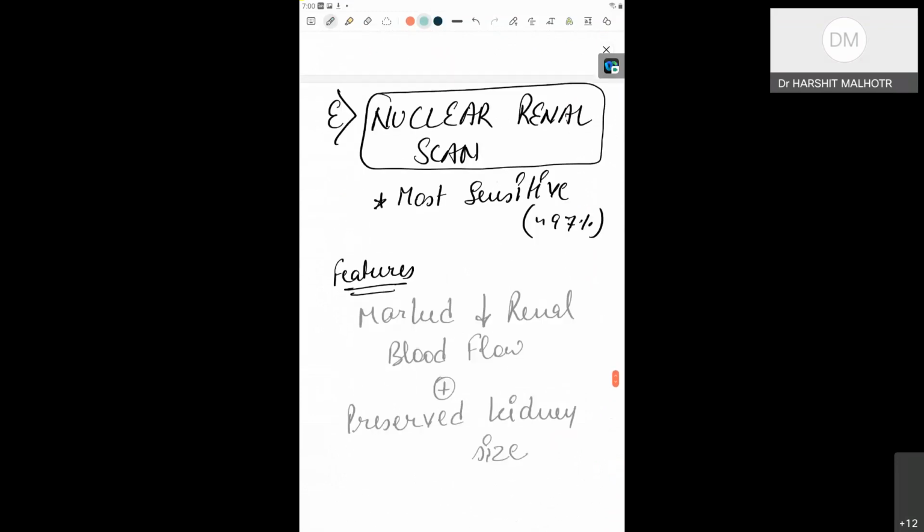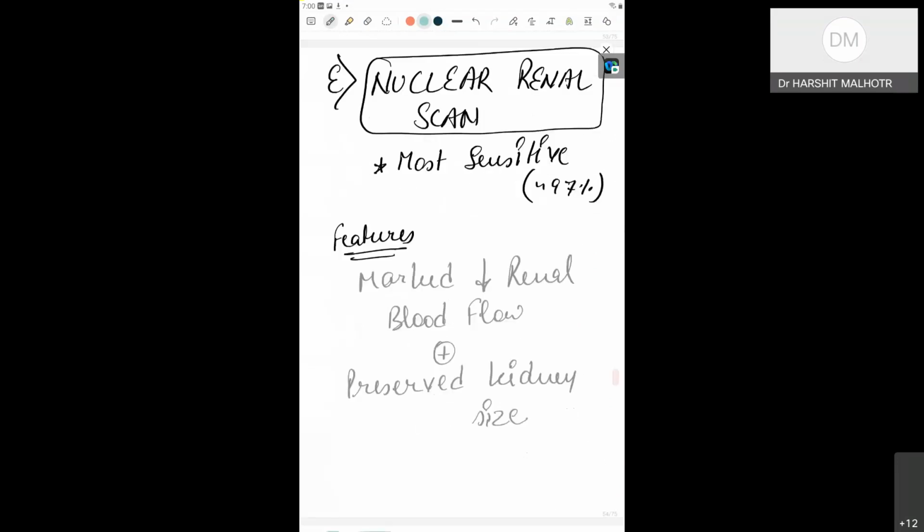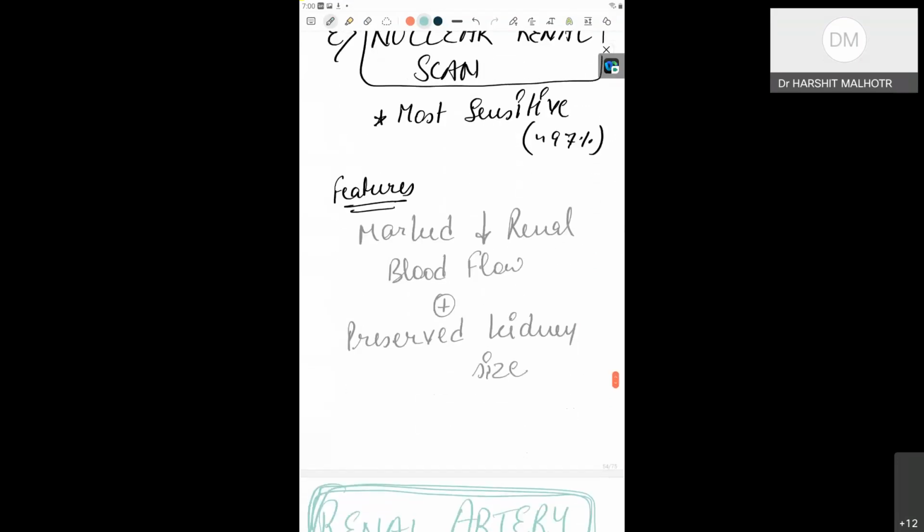Then coming to nuclear renal scans, these are most sensitive. 97% sensitivity is there. Basically, there is a DTPA and DMSA scan in which we can pick up the structure and functional capacity of the kidney. It shows marked decreased renal blood flow in the presence of preserved kidney size. This is the feature of renal artery ischemia in nuclear renal scans.